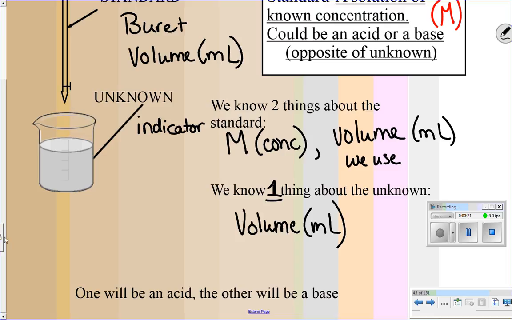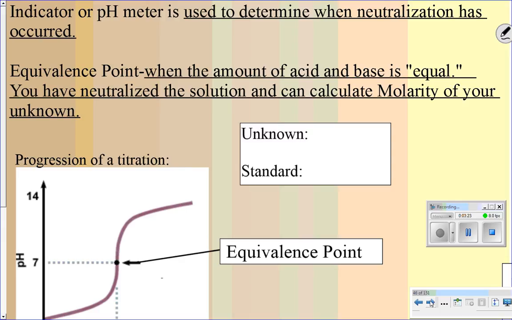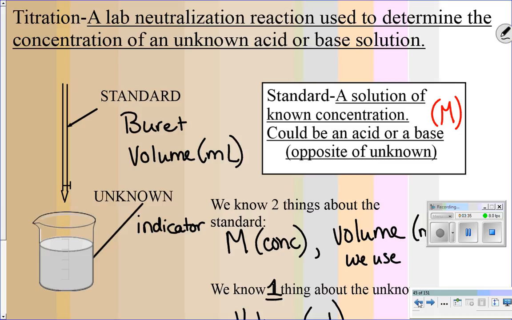Again, what this actually is, is a lab neutralization. So we use an indicator or pH meter to determine when neutralization has occurred. So what we're actually going to be looking at, I'm going to go back here for just a second. In this beaker with the unknown, we're going to want to know what that pH is. We have some idea of that pH, which we're going to determine from an indicator.